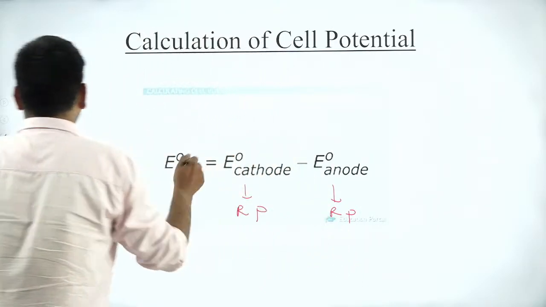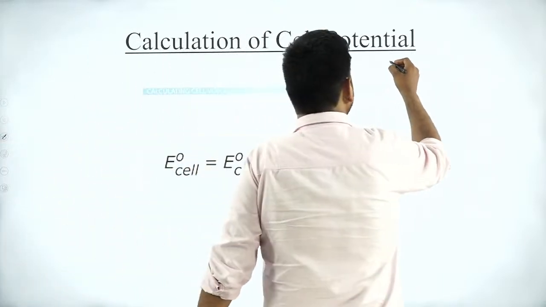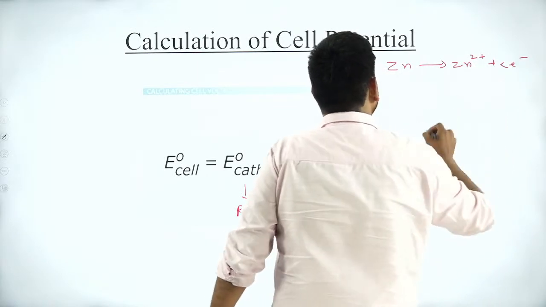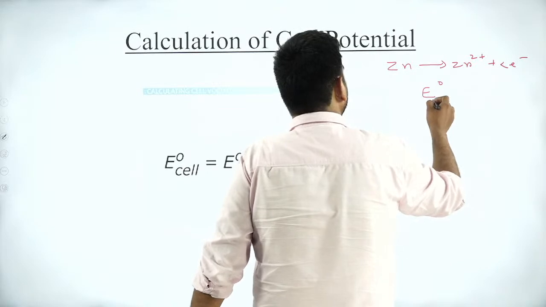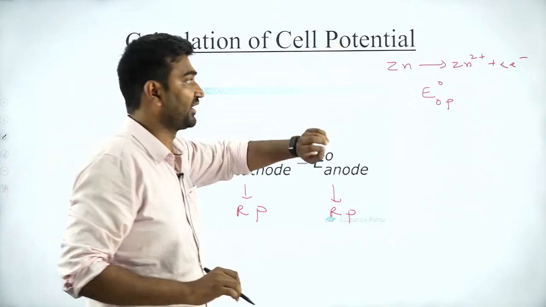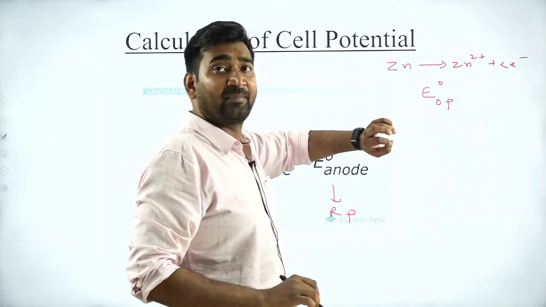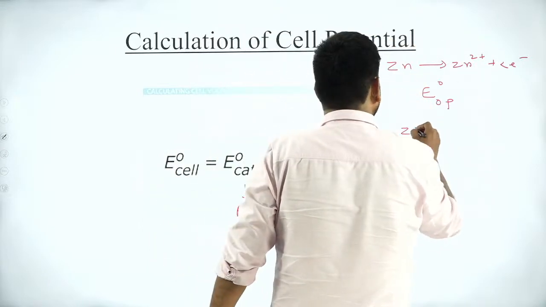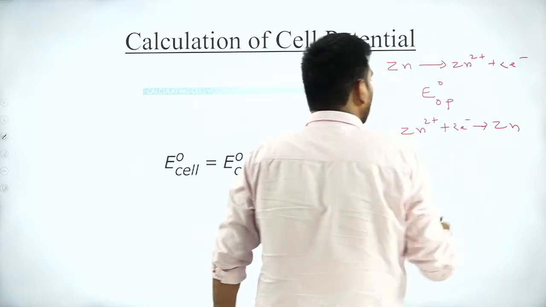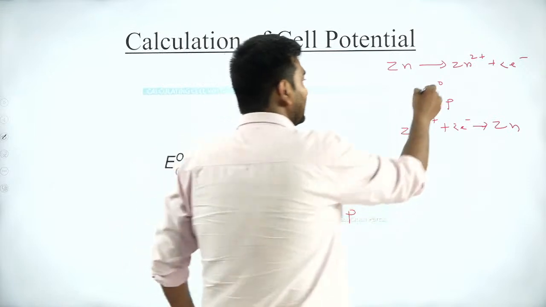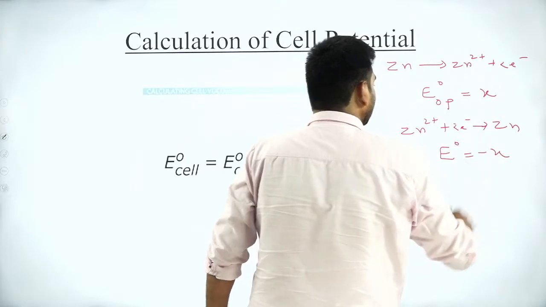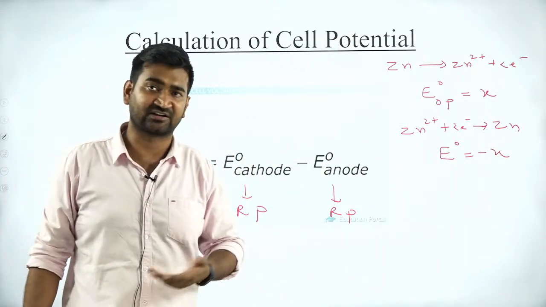For example, for zinc, when I have written Zn converts to Zn2 plus plus 2 electrons, then this E naught will be called the oxidation potential, OP. How do we write the RP of that particular equation? Just change the equation. It will become Zn2 plus plus 2 electrons gives Zn, and for this, what will be the potential? Obviously, suppose it is X here. So here the E naught will be equal to minus X, which will be taken as a reduction potential.